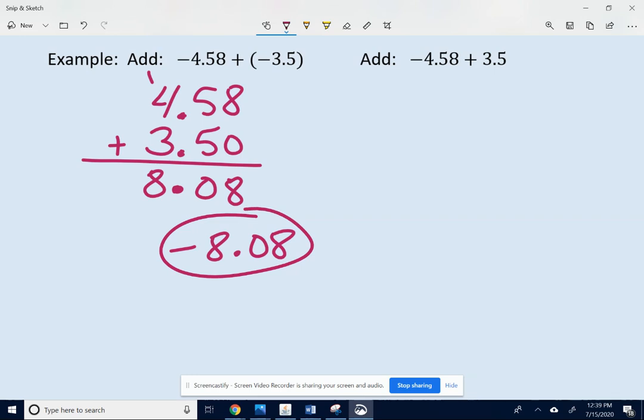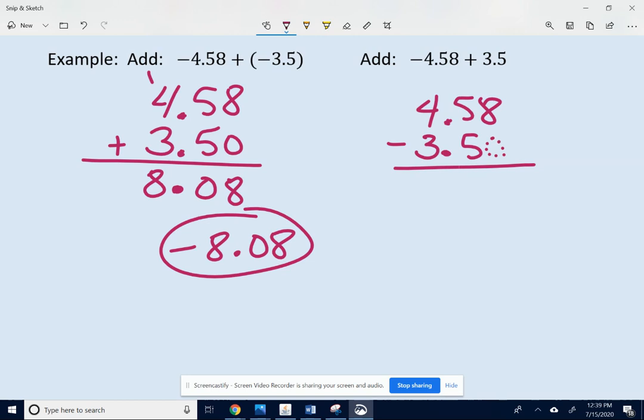Okay, when we add negative 4.58 plus a positive 3.5, think about adding a negative to a positive. When you add a negative to a positive, you subtract and keep the sign of the bigger number. So we're going to subtract the 4.58 minus the 3.5. Notice I'm lining up the decimal points. Pretend like there's a 0 there.